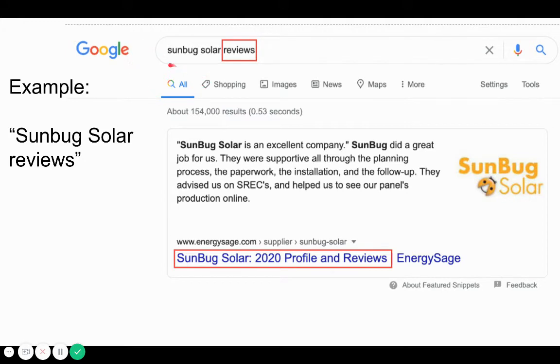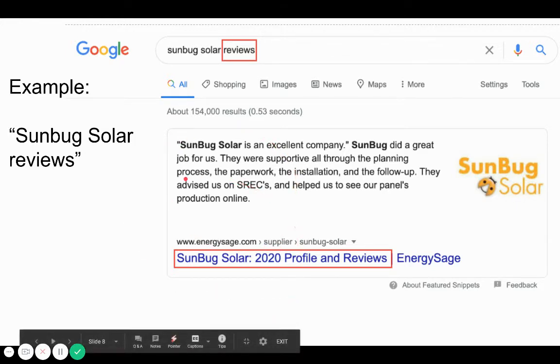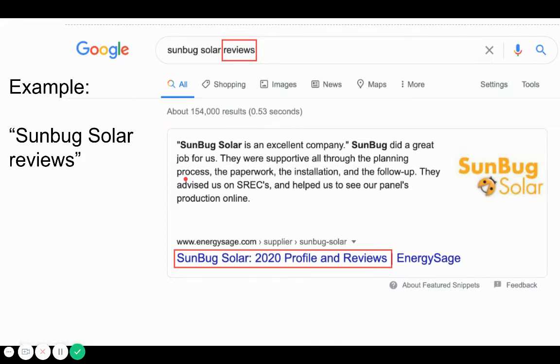So they have most of the installers on their websites, and if you search installer plus installer's company name plus review, you're very likely to see the reviews on EnergySage ranking in the top 3, and sometimes at number 0. So this is a good example of them ranking at position 0, and that's also called featured snippets.